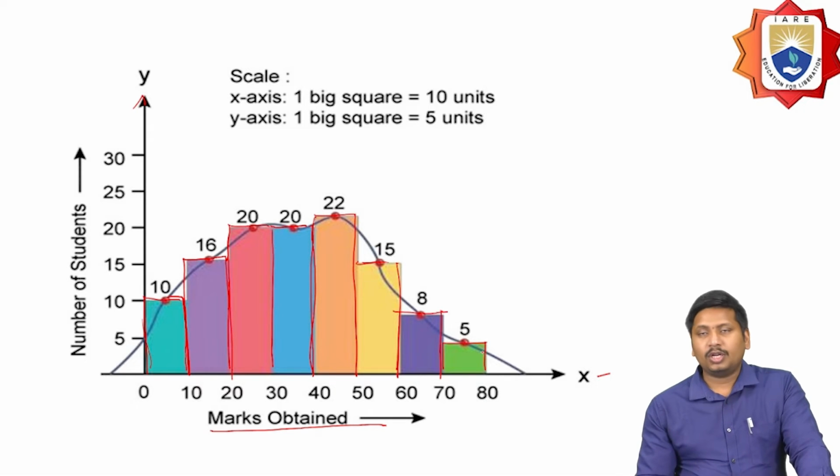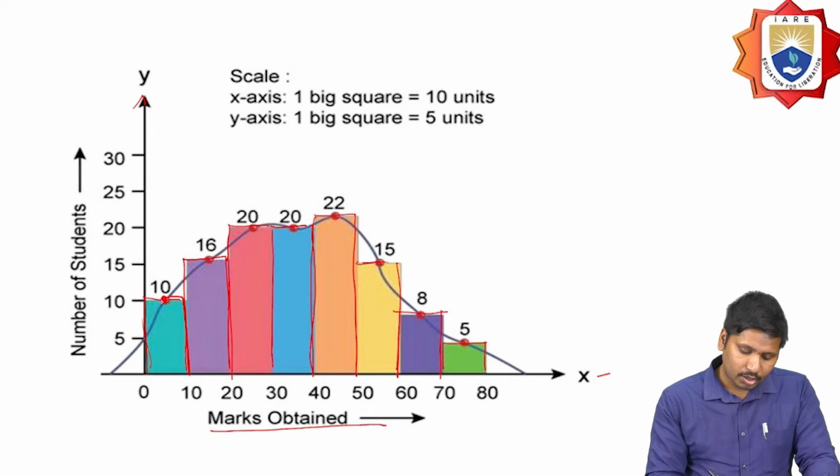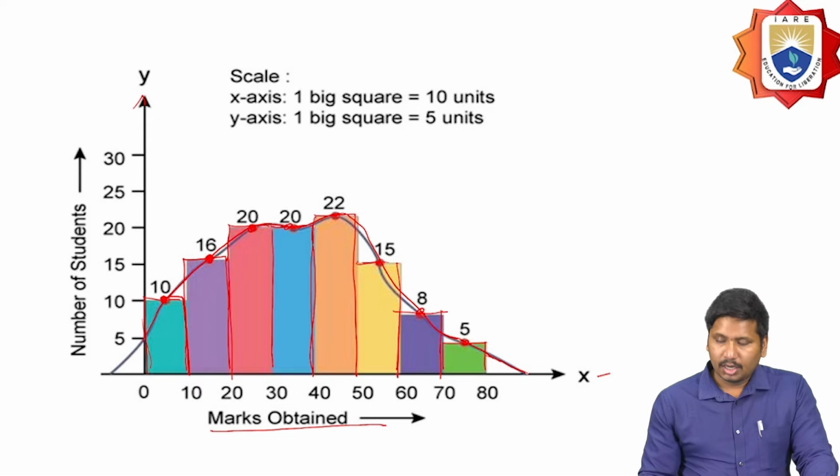Once the histogram is constructed like this, consider the middle part of these bars and try to join all the middle points that we have. Okay, like this I have to draw, and then finally remove the bars and all.